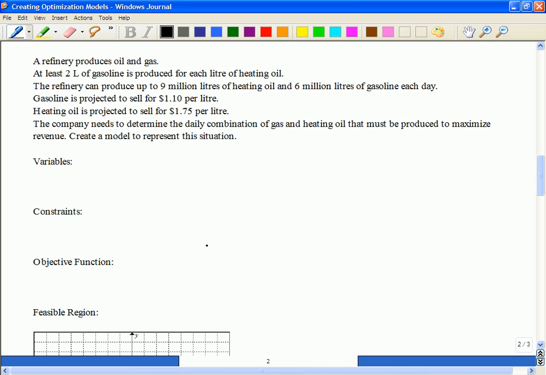So what do you think? What would you pick for variables here? G and O. Okay, so G and A, yeah, O for heating oil or H, either is fine. I'll use H because that's the first word. Because oil's in the word, so you could use O. So now that you know, what's going to change is heating oil and gas. See what constraints you can come up with here.